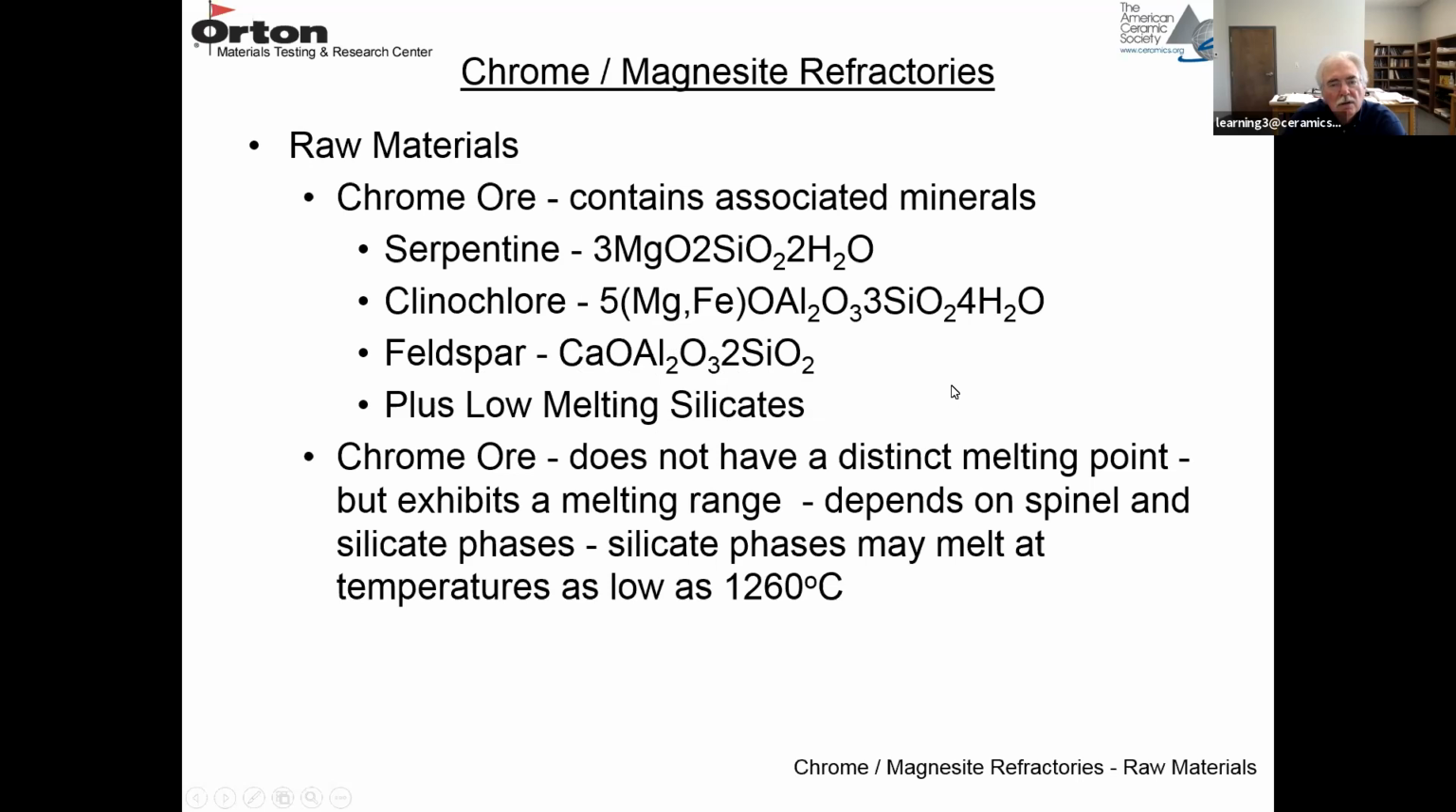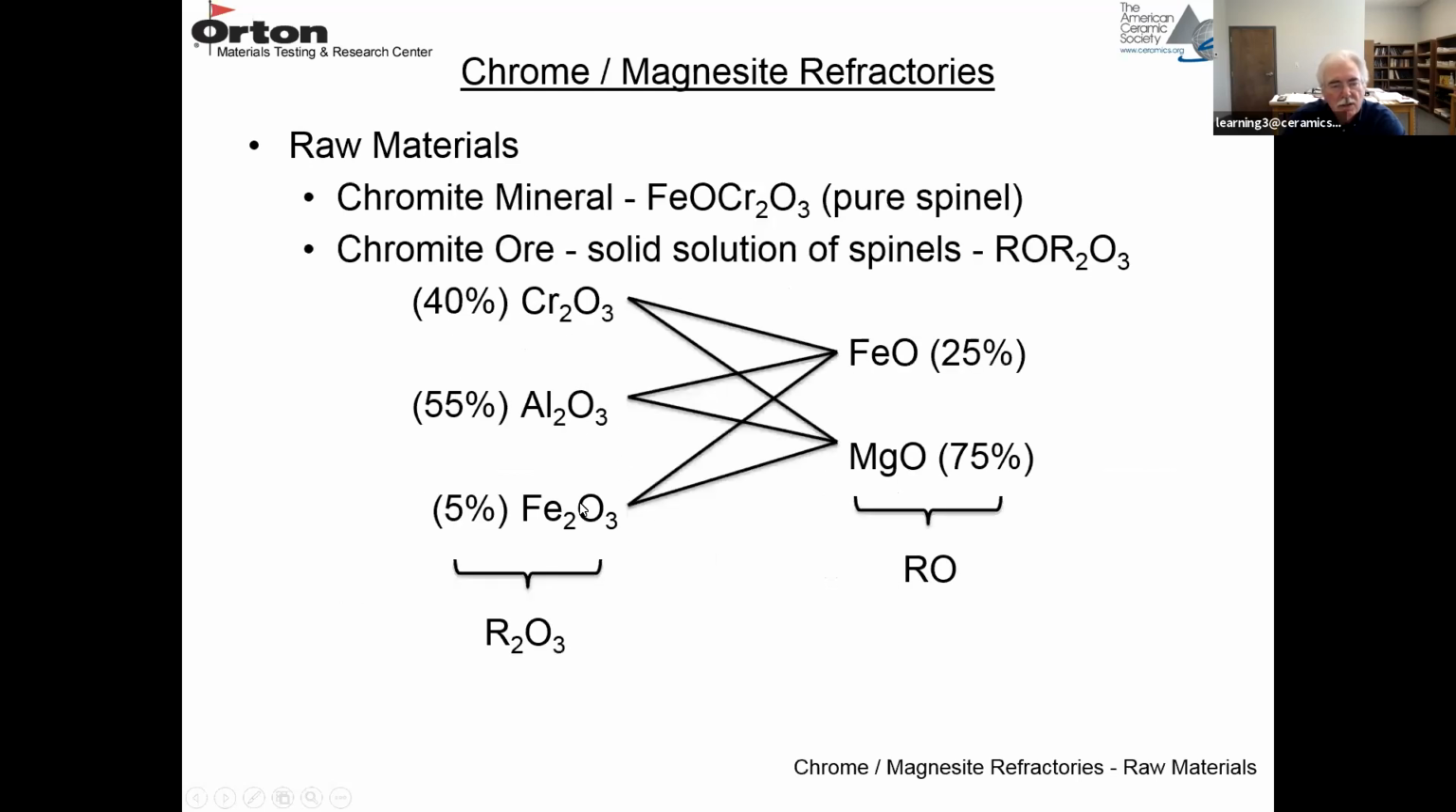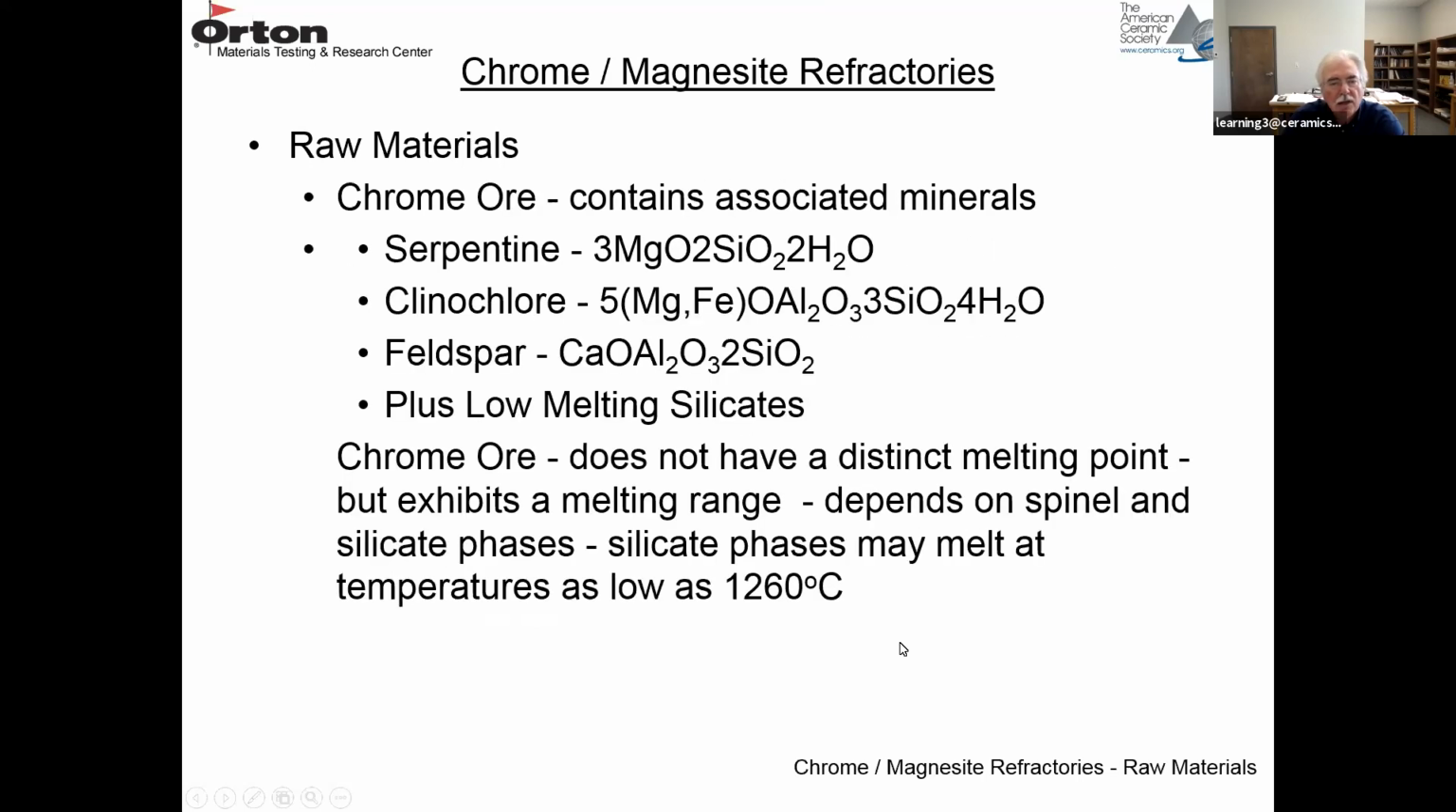So besides having alumina, Fe2O3, FeO, and MgO forming all these spinels, you have other minerals present, and that gives a low melting point. So it doesn't even have a melting point because you have so many silicates present. You have a glassy phase, so it exhibits a melting range.